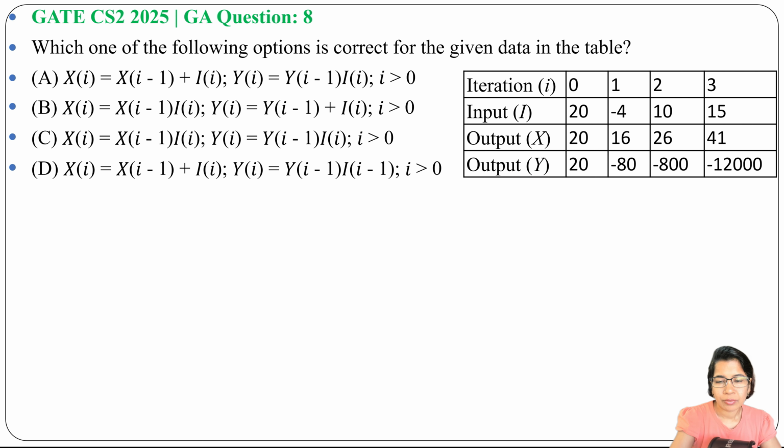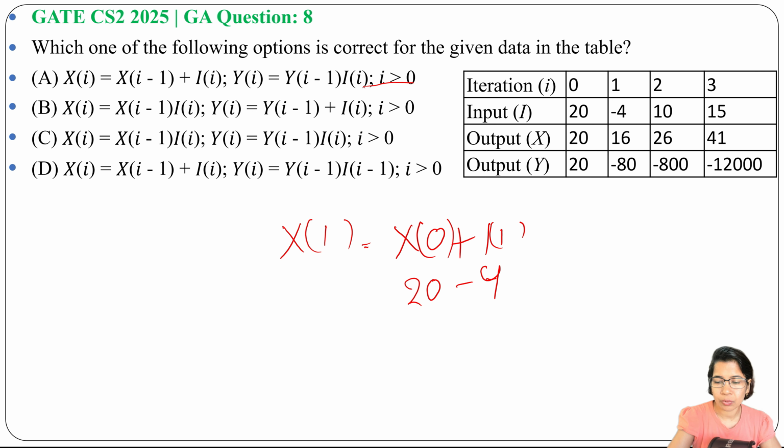Option A, for I greater than 0, x of I equals x of I minus 1 plus I of I. So x of 1 will be x of 0 plus I of 1. So x of 0, that is 20, plus I of 1, that is minus 4. So 20 minus 4 is 16. X of 1 is 16.